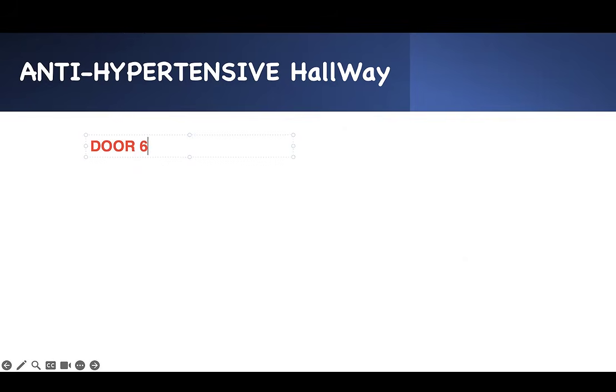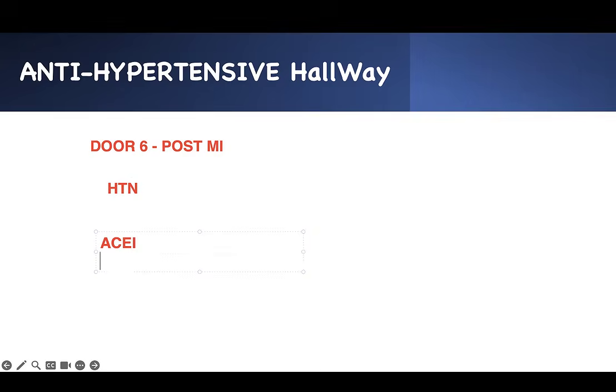In door 6, what do you see? Patient just had a heart attack, so post-MI. This is also very important. Patient just had a heart attack and he also has hypertension. What are you going to do? This is a life-saving combination. It's the same idea as that of heart failure.